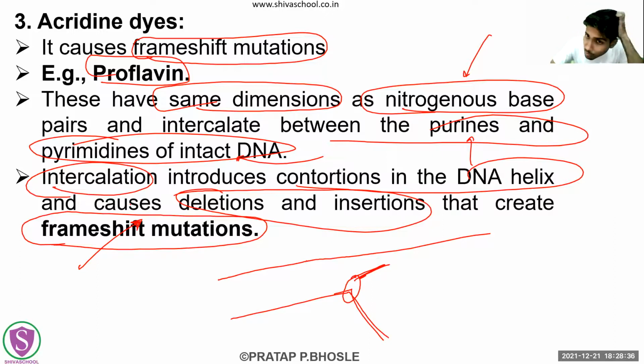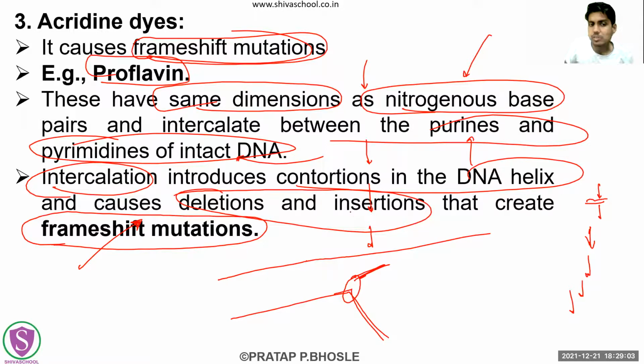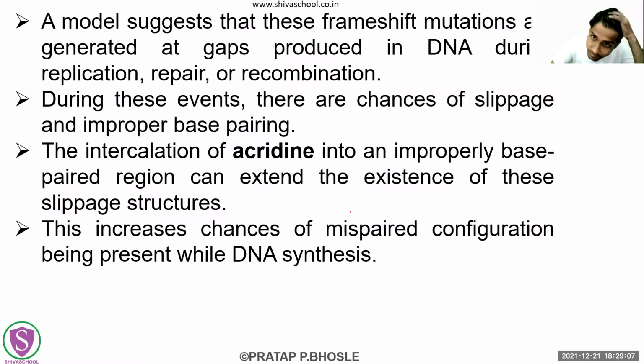See, if you have little time to write this, you can also write it in the form of a flow chart. Acridine dyes, frame shift mutation. It gets added into the DNA, it intercalates DNA. Next point, it will cause insertion or deletion. Ultimately, it will cause frame shift mutation. So this is the third example, right?